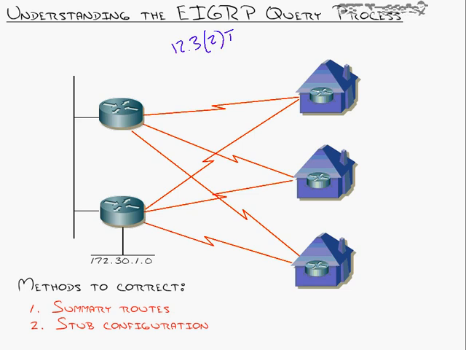It's called a graceful shutdown. Before that release of the IOS, if a router went down because somebody reloaded it, or somebody did a clear IP EIGRP neighbors, or somebody did a shutdown on an interface that was connected to a neighbor, the router doesn't tell anybody.